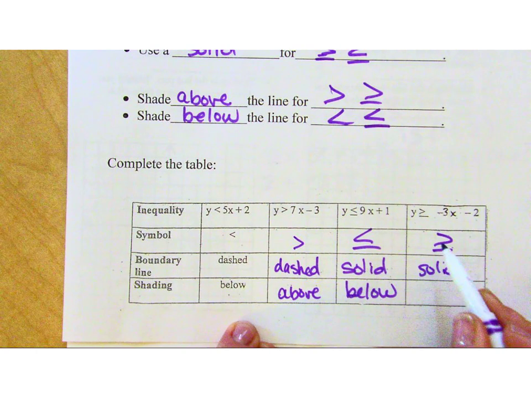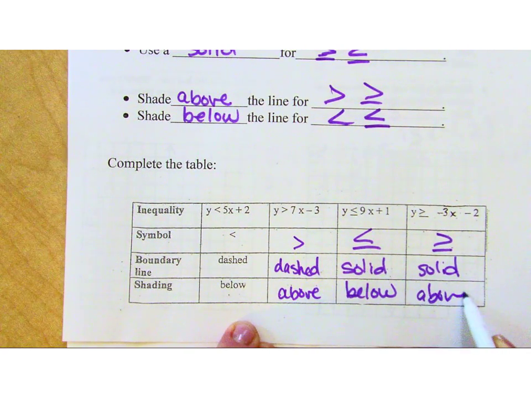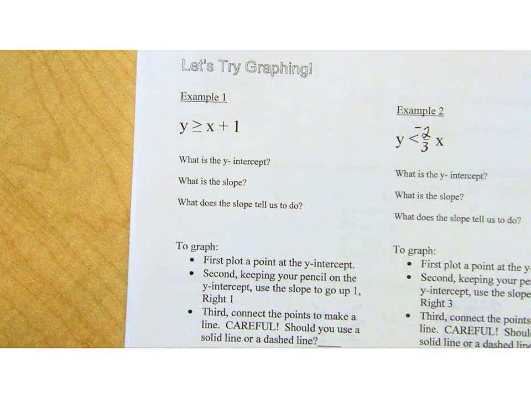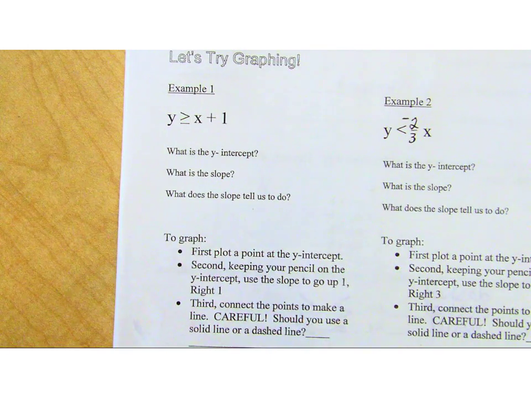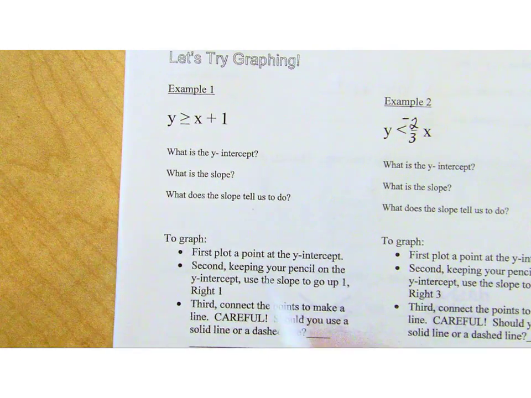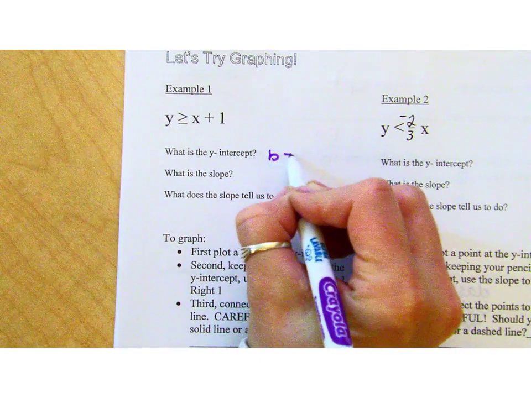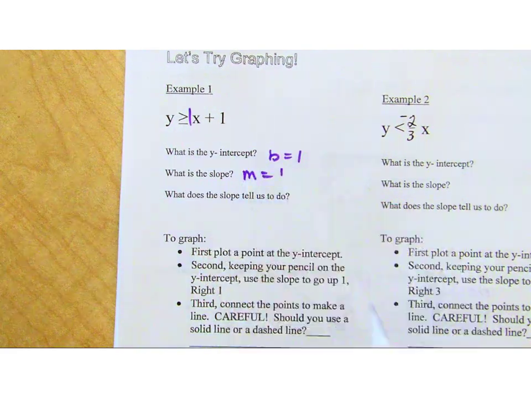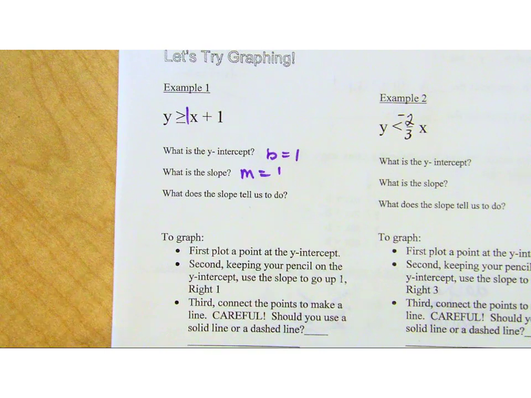y is greater than or equal to x plus 1. What's the y-intercept? Flying through this. You guys know this. 1. What's the slope? It's also 1. I hate this example. What does the slope tell us to do? Rise up 1, run right 1. So you could say go up 1 and then go right 1. Okay? So now what you just told me to do, let's do it.